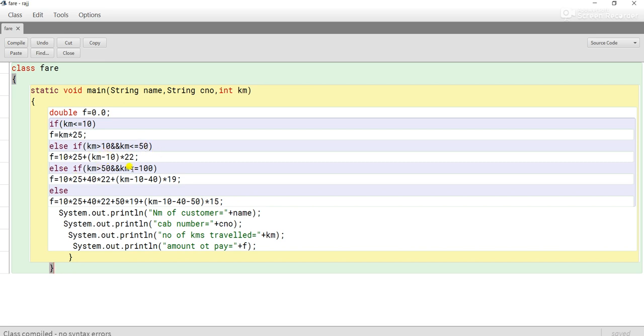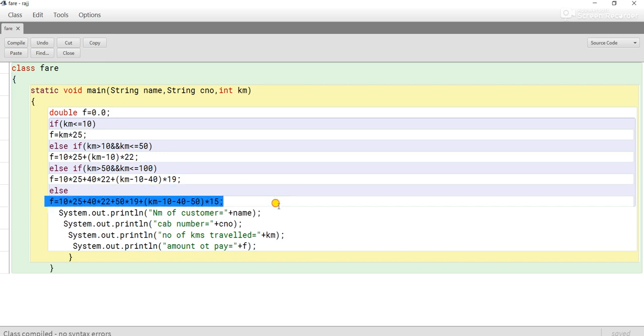Then it moves to check the next condition: kilometers more than 50 is true, but kilometers less than 100 is false. So all three conditions are false. Then their corresponding blocks do not execute. Then the compiler comes and executes the else block. This is the else block statement.